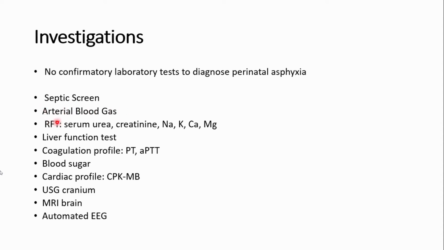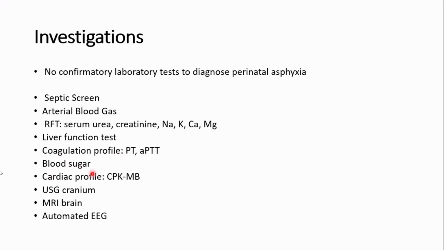Then we check for whether there is organ involvement or not. For renal function test, we send for serum urea, creatinine, sodium and potassium. And we also send for calcium and magnesium, because calcium and magnesium metabolism will also be affected in birth asphyxia. Then we send for liver function tests. We send for coagulation profile like PT and APTT.